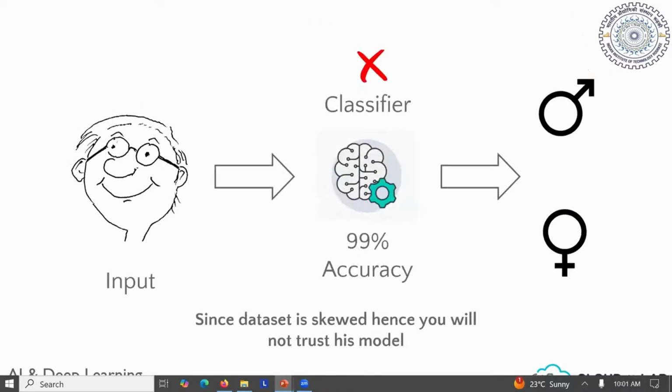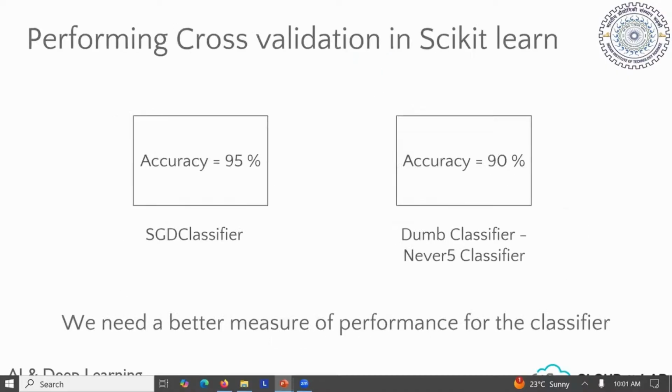Yes, so even if you are getting 99% accuracy, you cannot trust this model, right? Because we are having a skewed data set, right? So we need a better measure of performance to evaluate the performance of our model, right?